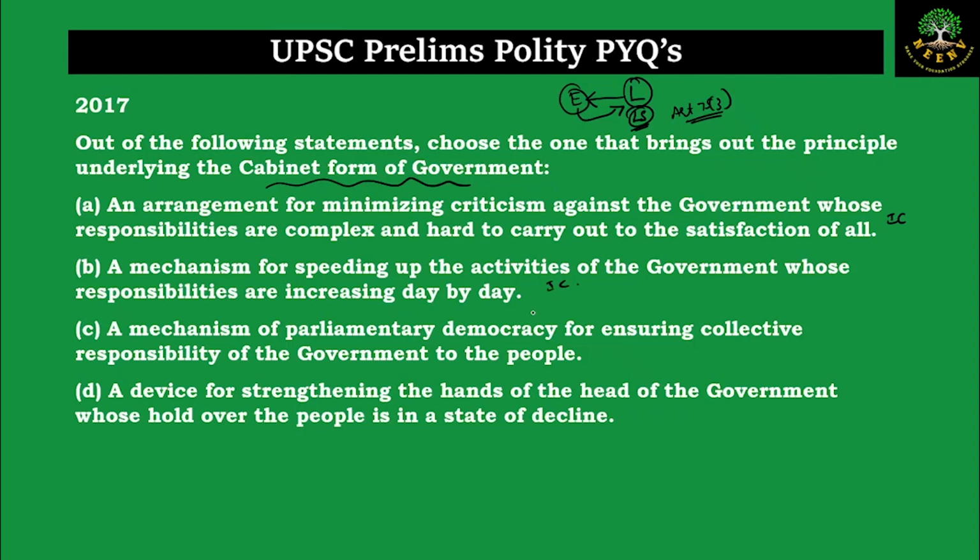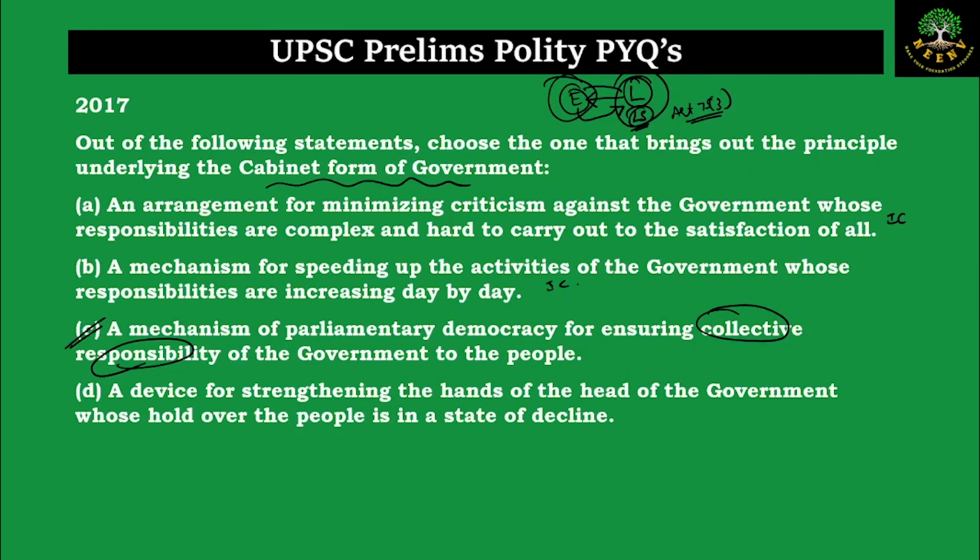It's incorrect. Statement C, a mechanism of parliamentary democracy for ensuring collective responsibility to the government of the people. So ensuring collective responsibility, the fact of collective responsibility of the executive to the legislature, that is the main objective of the cabinet form of government. So C is the relevant answer.